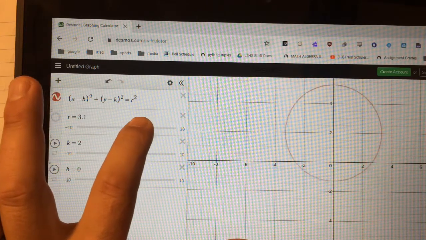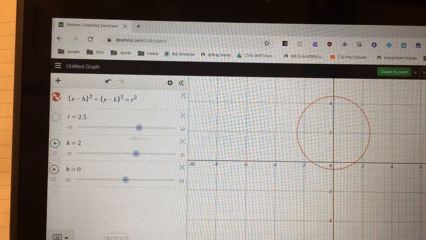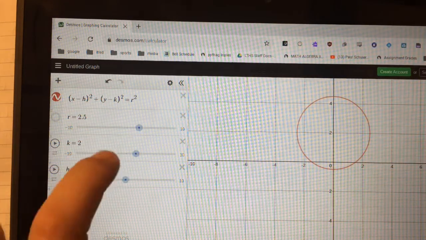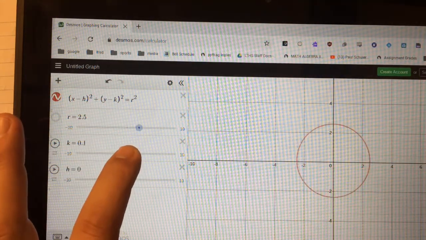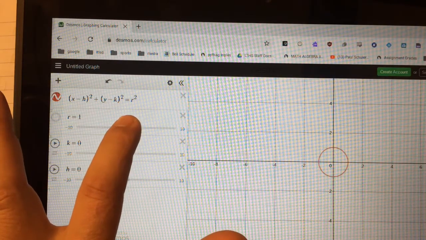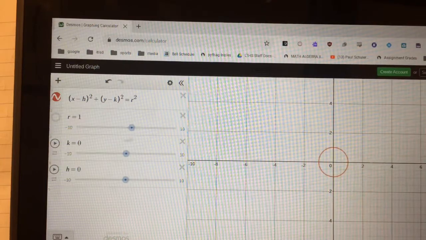Now, if we want the unit circle, I know you guys love the unit circle. The unit circle is centered at the origin and has a radius of 1. So if my (h, k) is (0, 0), and my radius is 1, that right there is the unit circle. So that's just kind of interesting.